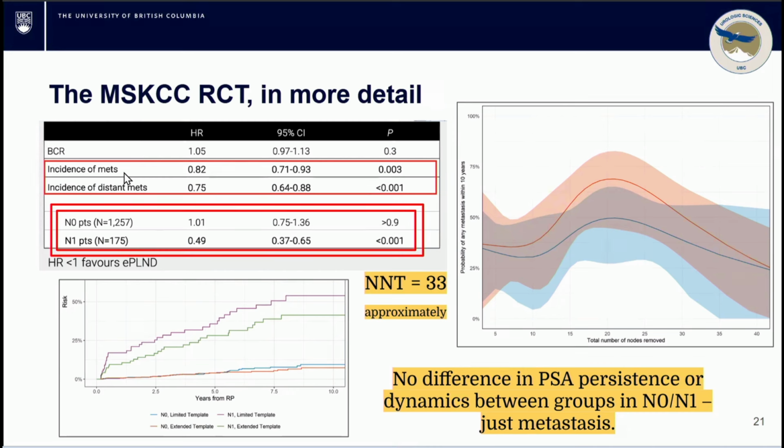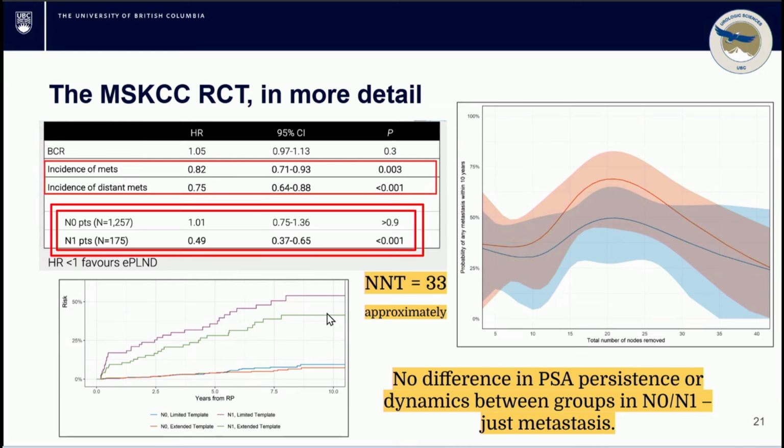the incidence of METs or distant METs is statistically significantly better, favoring the extended pelvic lymph node dissection. But this is basically all driven by the N1 patients. So on the bottom, you have this risk curve that reflects that point that I'm trying to make, which is that in the patients who are N0, whether or not you get an extended or limited template, your curve is pretty low, and also they kind of look like the same curve. And if you look at the N1 group, if you have a limited template, you have a higher risk of metastasis. And if you have an extended template, you have a lower risk of metastasis.